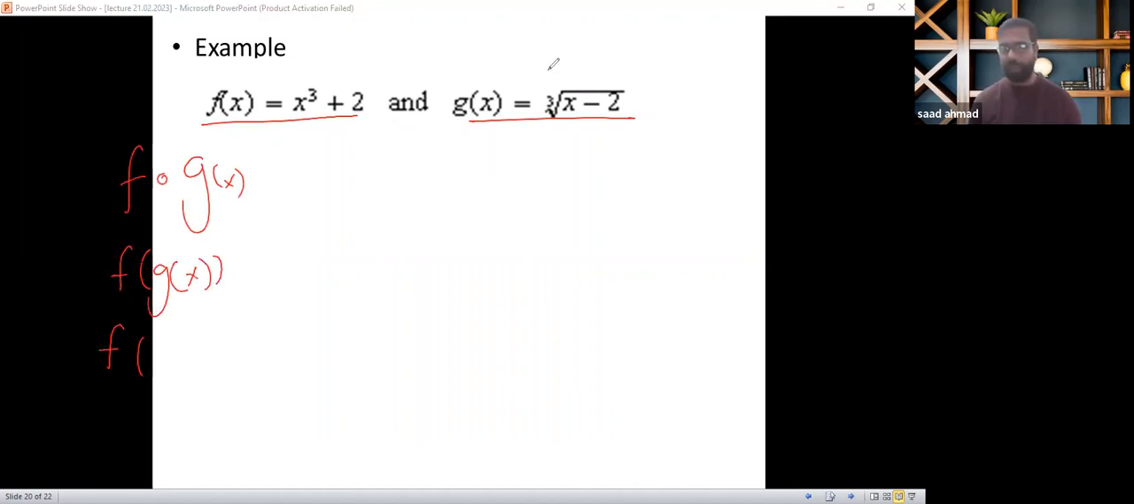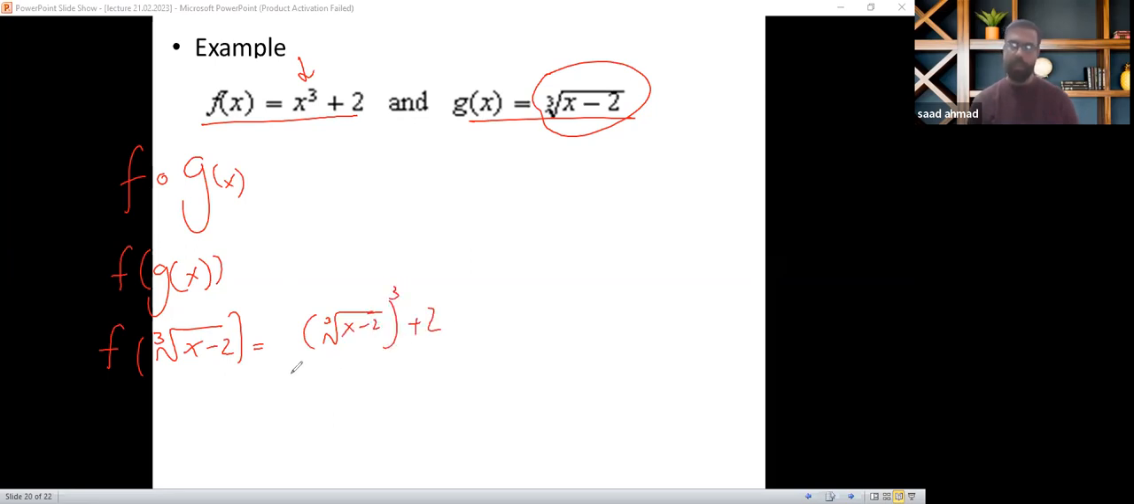And what is f of g of x function? That goes here: cube root of x minus 2. And now we substitute it into the x. The input will go here. So that will be equal to cube root of x minus 2, to the power 3, plus 2. You do the cube, the cube root cancels out, x minus 2 plus 2. So you get x. Okay, so f of g of x is equal to x. We got the first condition true.